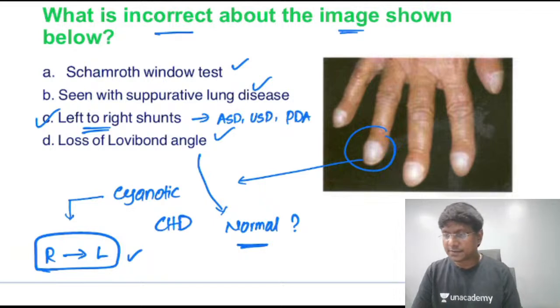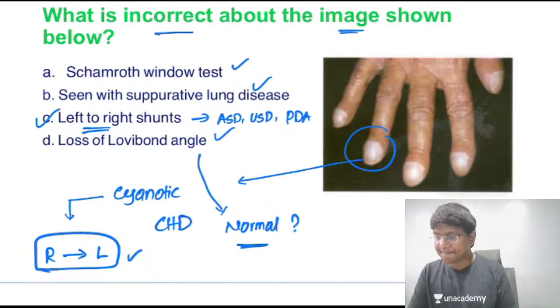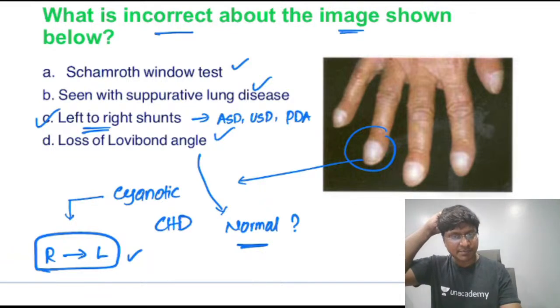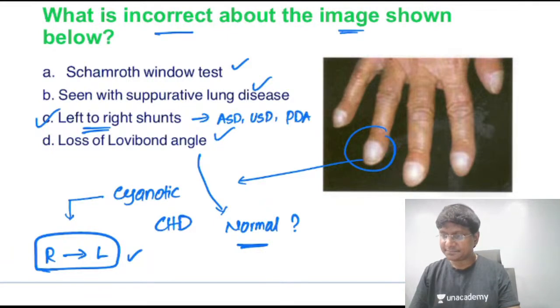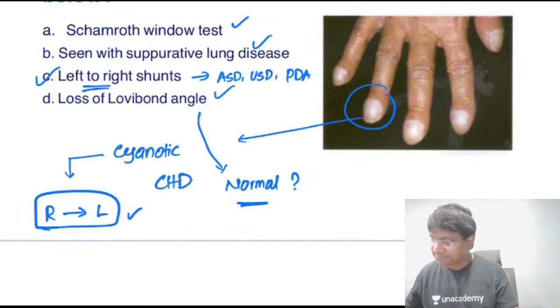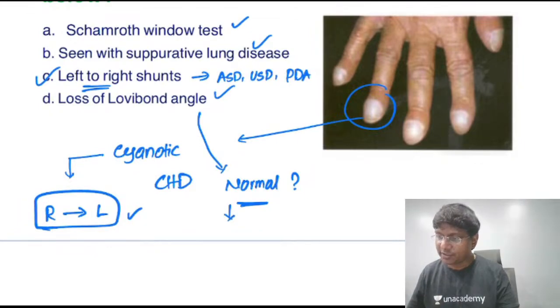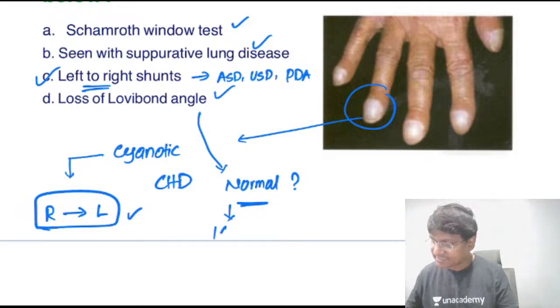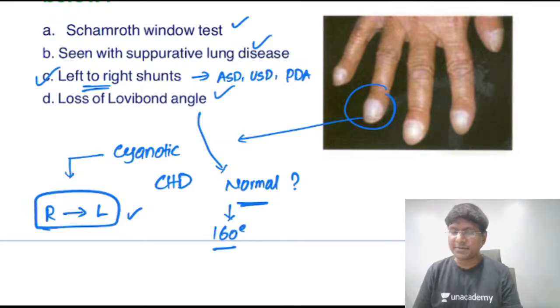Yes, how much is the normal Lovibond angle? So if you observe the normal Lovibond angle, no, it is not 180 degrees. It is not at all 180 degrees. Very good, Venkatesh. So if you see the angle, it is around 160 degrees. The normal Lovibond angle is around 160 degrees.